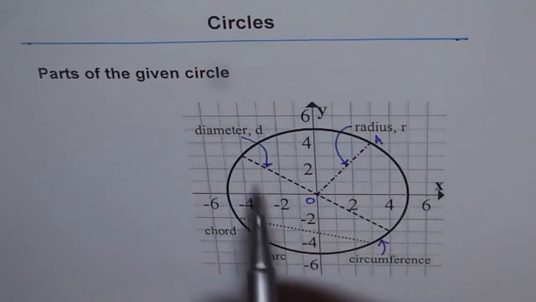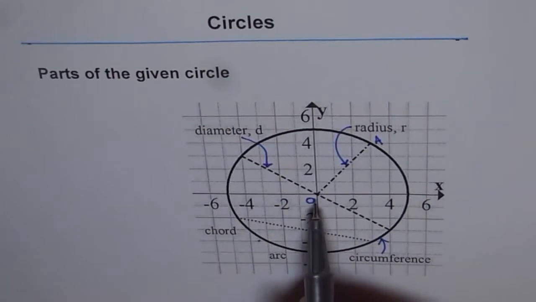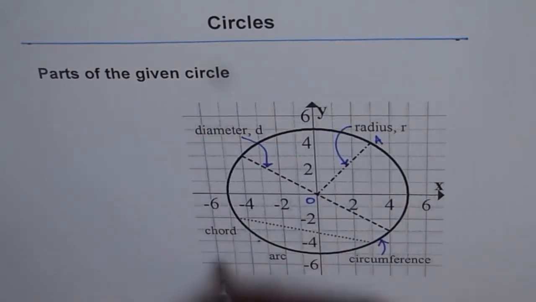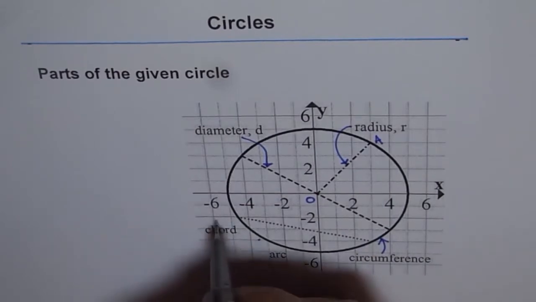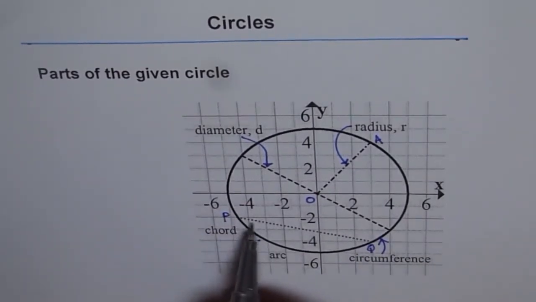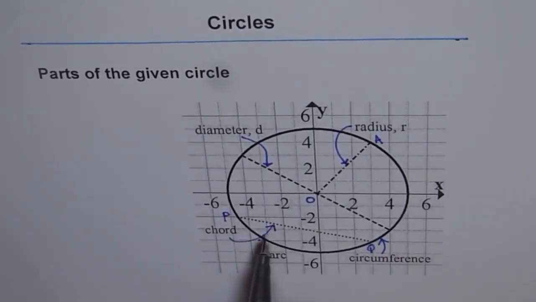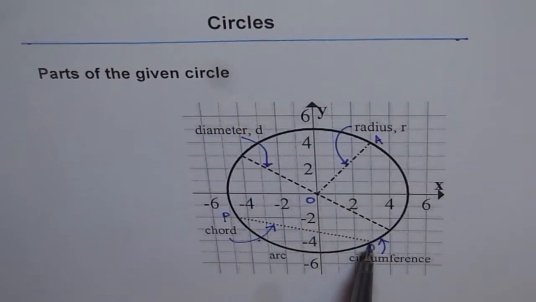Now, if we join two points on the circumference, they may or may not go through the center, like shown here. Let's say this point is P and this point is Q. That is called a chord. A chord is joining any two points on the circle. So a diameter is also a chord. In fact, the diameter is the longest chord.